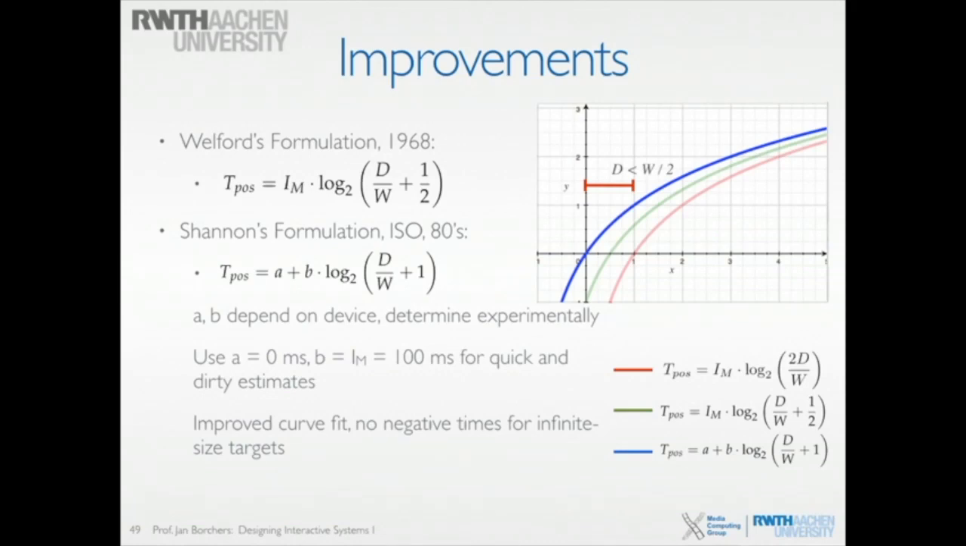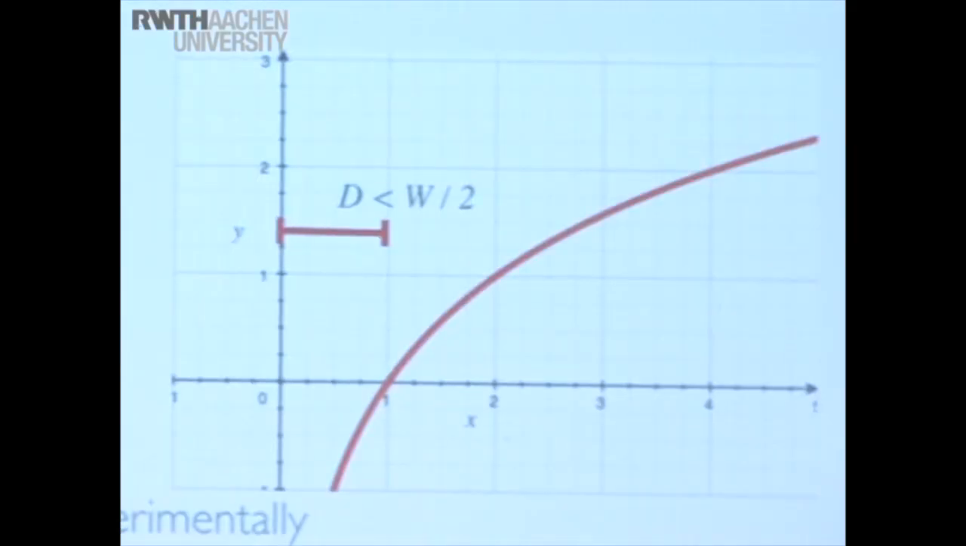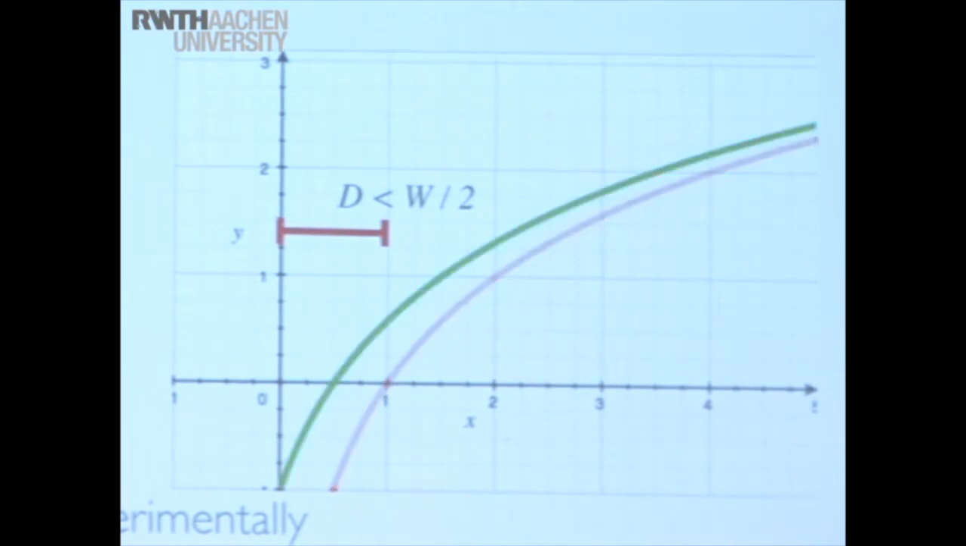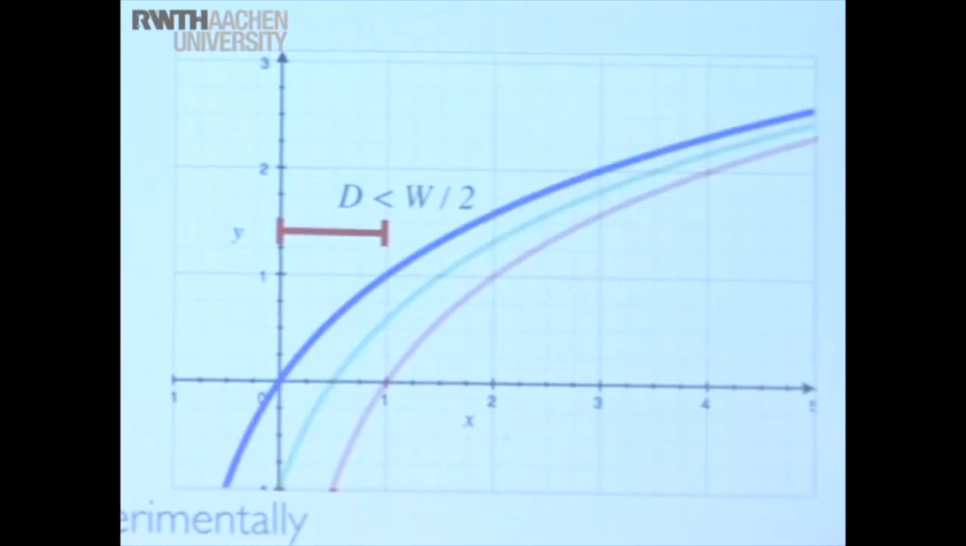What these optimizations did, when we look at it visually: with the original formulation, if the distance was smaller than half your width, you would have a problem, because you get negative times. And what it means graphically is that you're sort of already over your target, and then you're still not tapping it in the past. So that was a problem. Welford's formulation improved this a little bit. But with Shannon's formulation, you won't get negative targets or negative times even if you're directly above the target already.